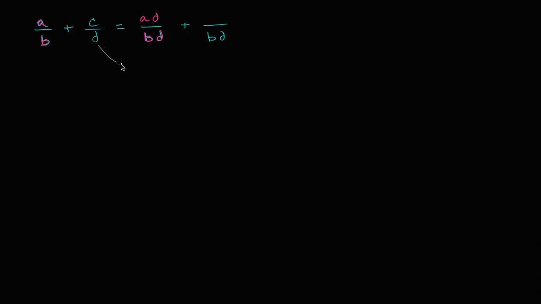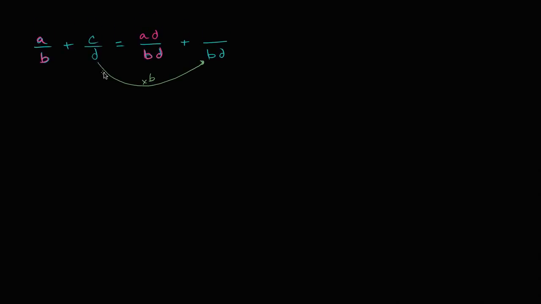And then we can look at the second fraction, c over d. To go from d to bd, we multiplied by b. And so if I multiply the denominator by b, if I don't want to change the value of the fraction, I have to multiply the numerator by b as well. So let's multiply the numerator by b as well, and it's going to be bc over bd. This is c over d.